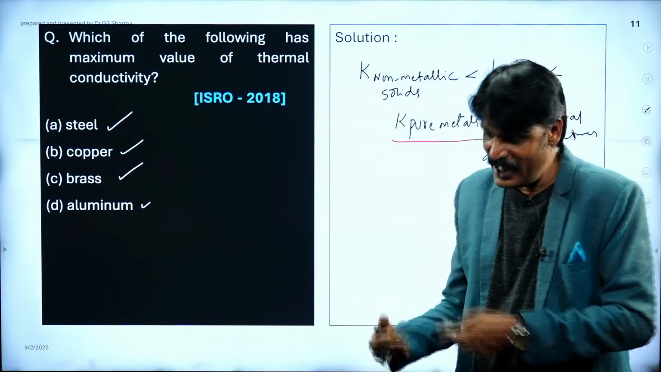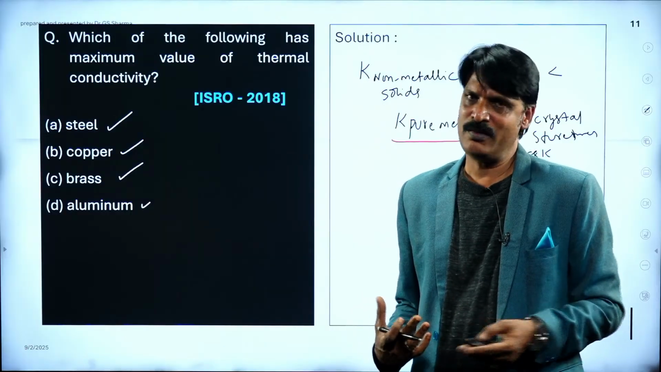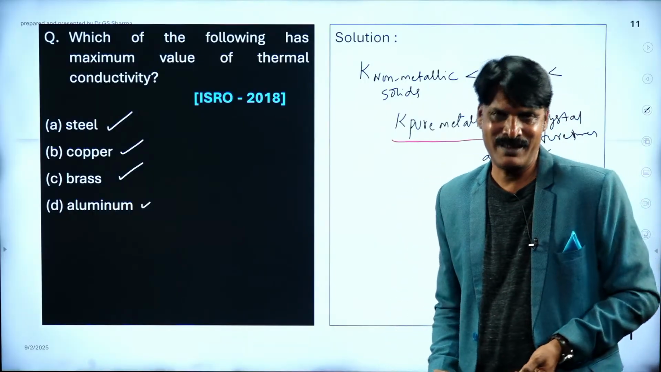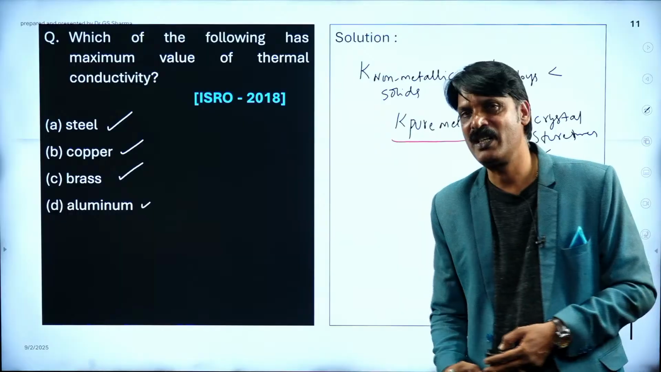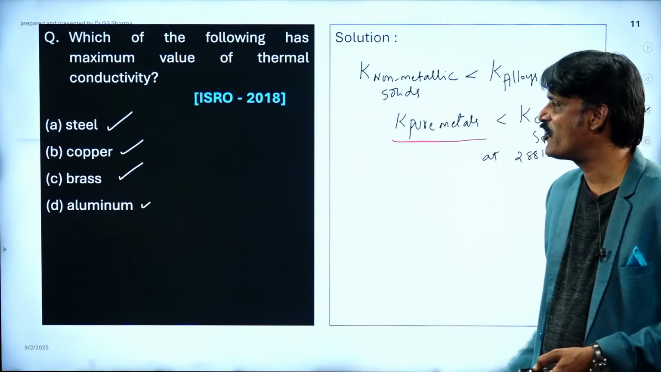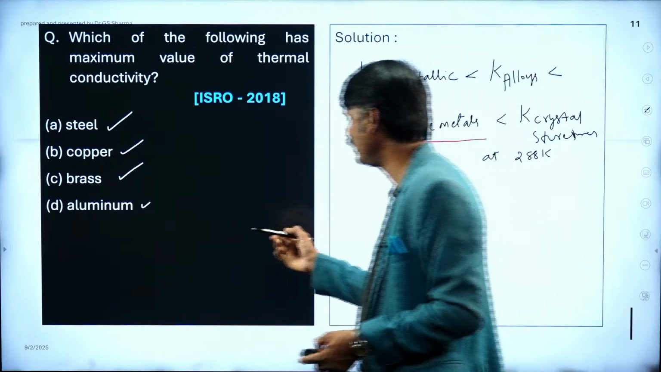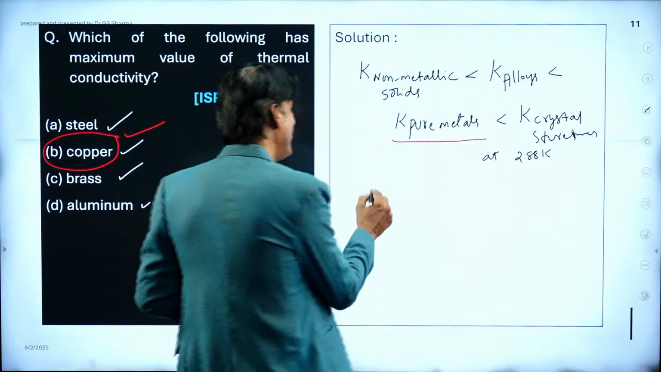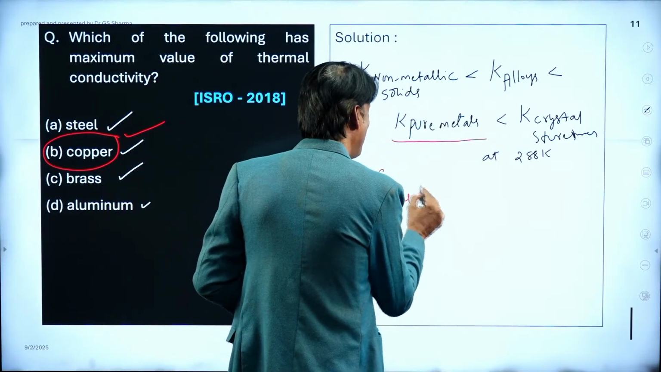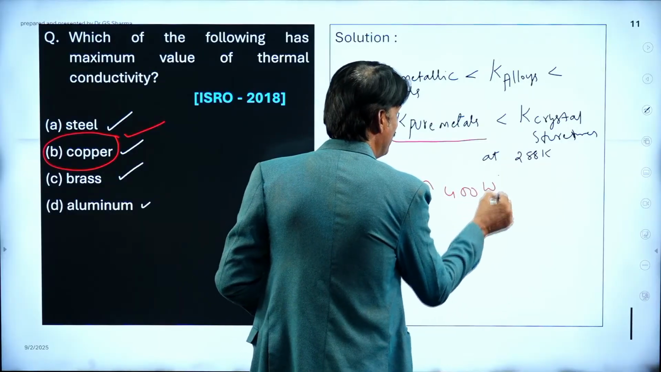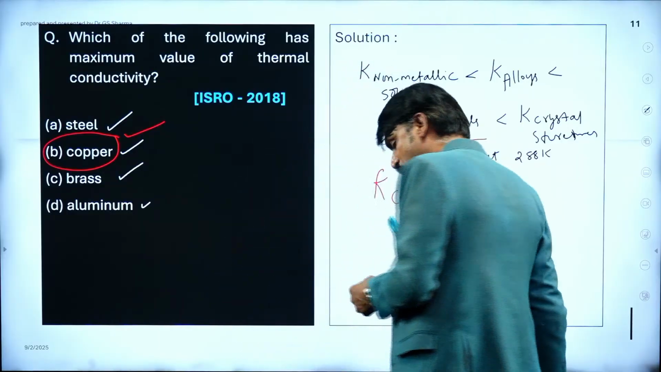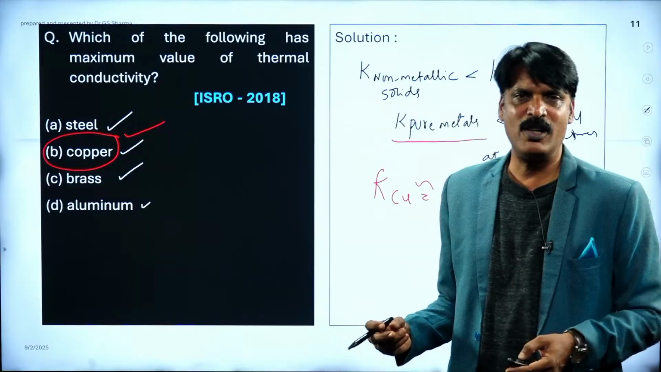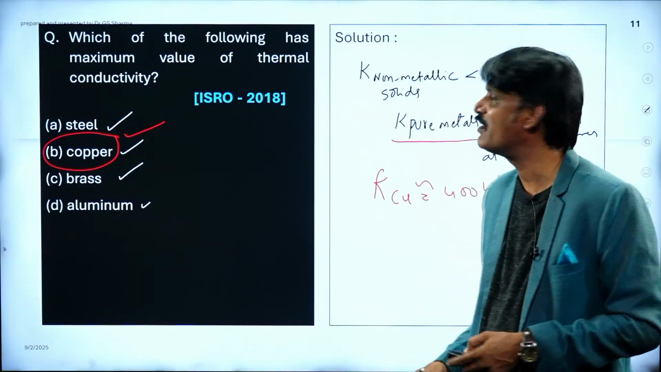Alloy, when you are adding impurity, iron with carbon, it forms a structure of more strength, but its heat dissipation values are decreasing. So steel is lowest and brass is also an alloy. So answer is copper. Highest thermal conductivity is observed for copper, and its value is approximately around 400 watt per meter Kelvin. See, you have to read the initial first five pages on thermal conductivity to tackle such questions.